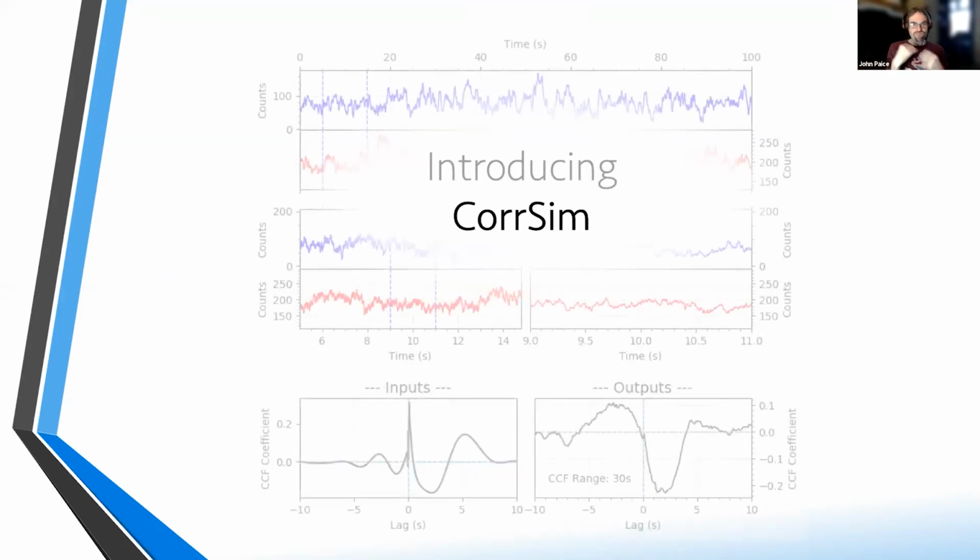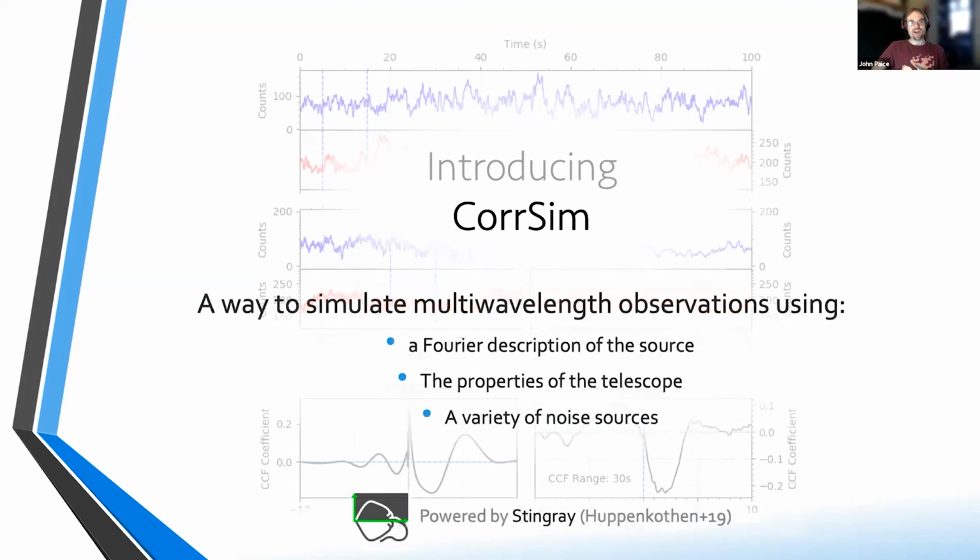CORSIM is a program that I've been writing with the help of my supervisor, Poshak Gandhi, and Ranjeev Misra over the past couple of years. It's a way to simulate multi-wavelength observations using a Fourier description of your source, the properties of the telescopes involved, and a variety of noise sources. A little note, a lot of CORSIM is powered by Stingray, so absolutely go check out that wonderful Python package if you can.